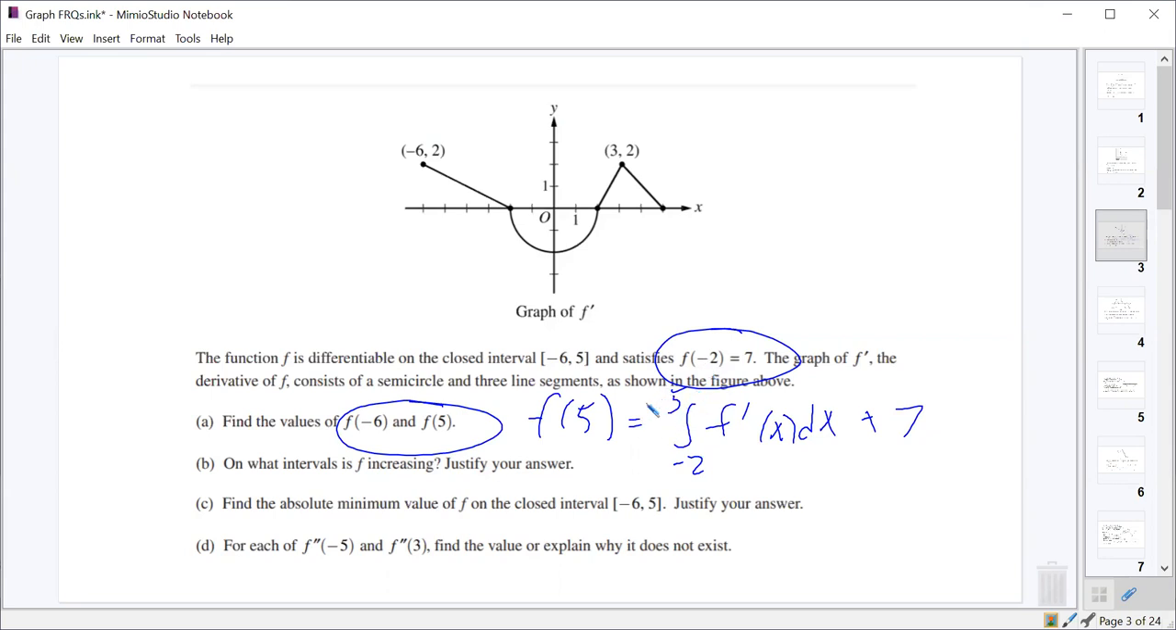Everybody good with that? So the integral from -2 to 5 of f prime ought to be the area between the curve from -2 to 5. All of that blue space right there. Okay. So how do we do that? Well, 7 plus, and then what's the blue semicircle?